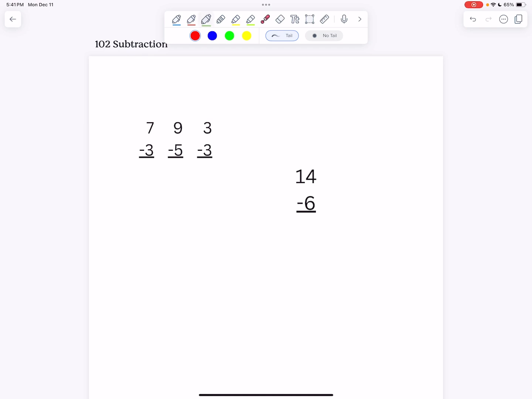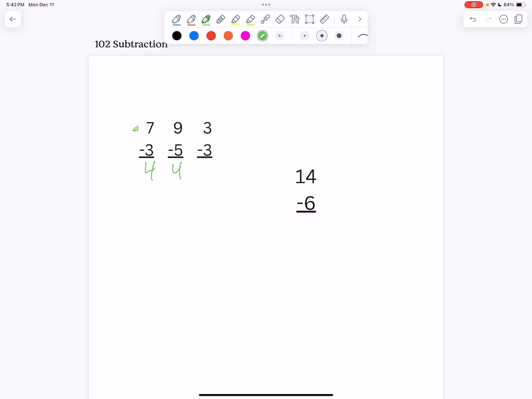Let's say we start off with a 7, and we take away 3. So 7 minus 3 is 4. If we start with a 9, take away 5. So 9 minus 5 is 4.